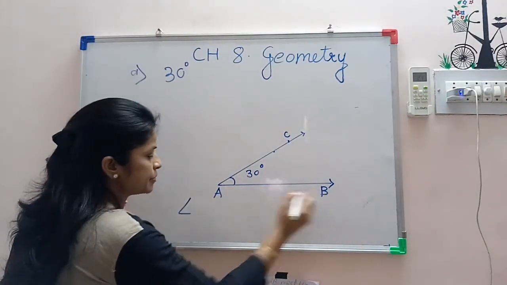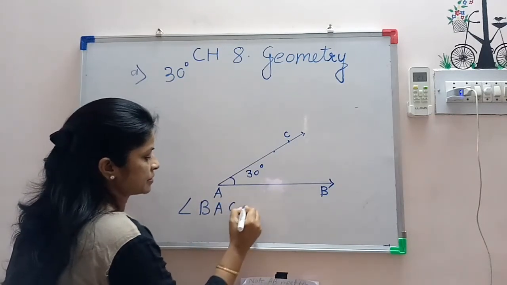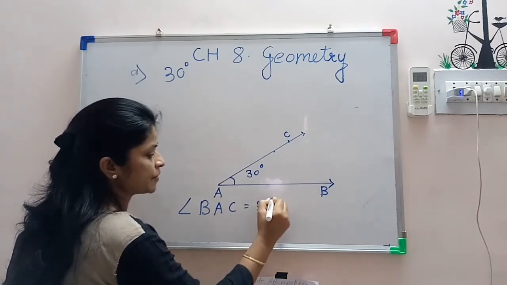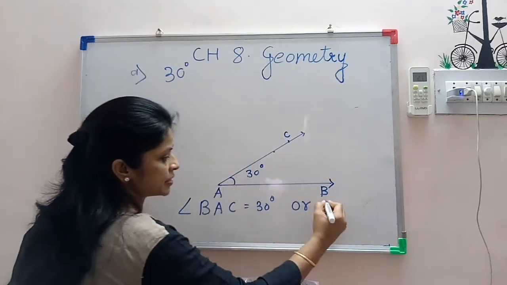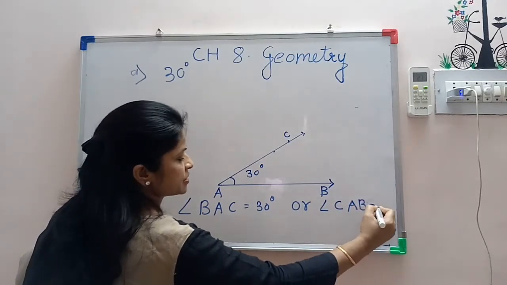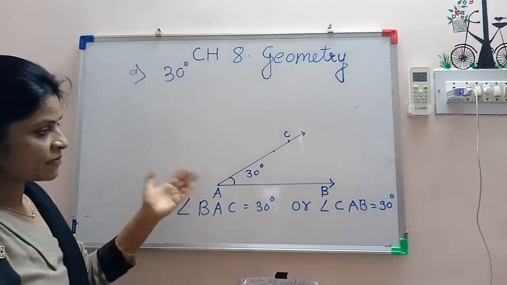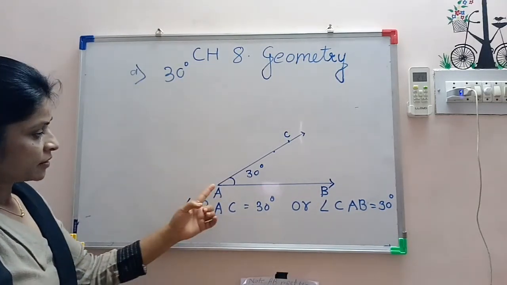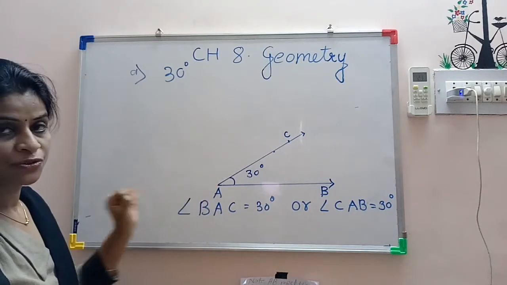Angle BAC is equal to 30 degree, or you can read it as angle CAB. Angle CAB is equal to 30 degree. Now see which type of angle it is. This angle is less than 90, means it is an acute angle.